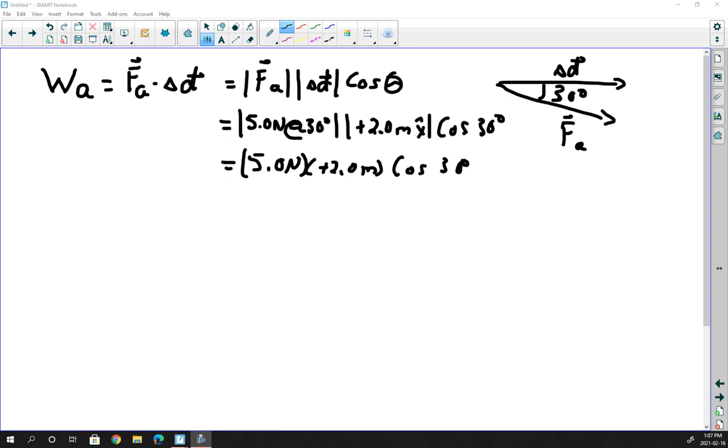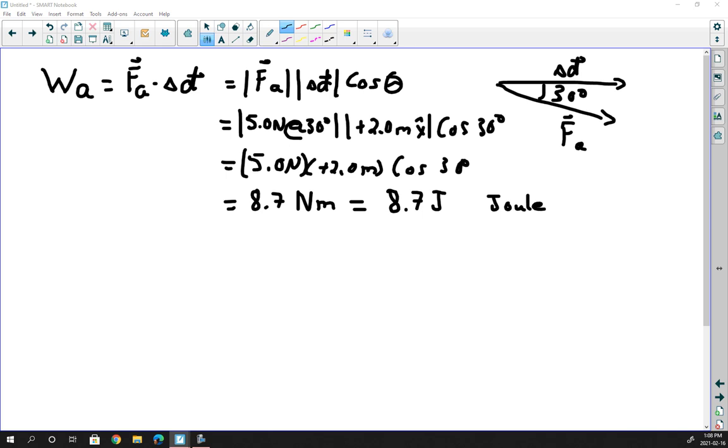When we put this into our handy dandy fancy dancy calculator, we get 8.7 newtons times meters. But hopefully you remember from grade 11 that a newton meter, or the unit for energy, the unit for work, is the joule. So there's your first one. I hope that's what you got for that one. I really do.